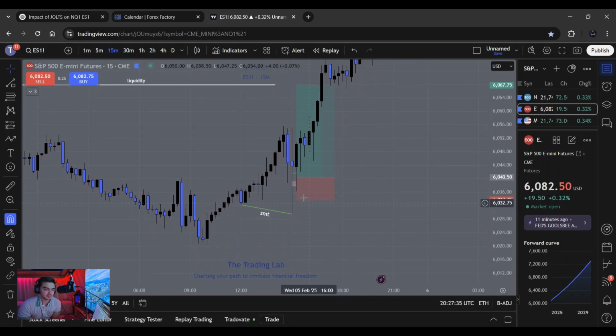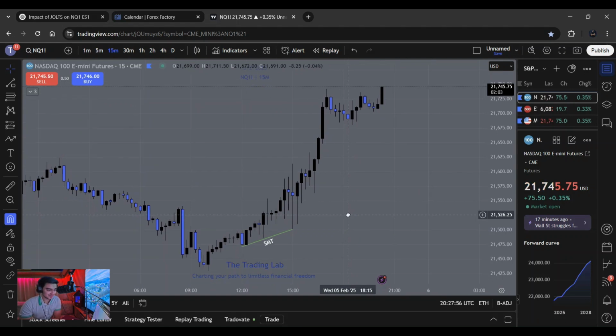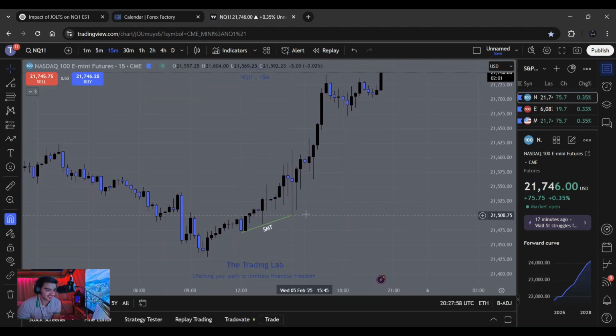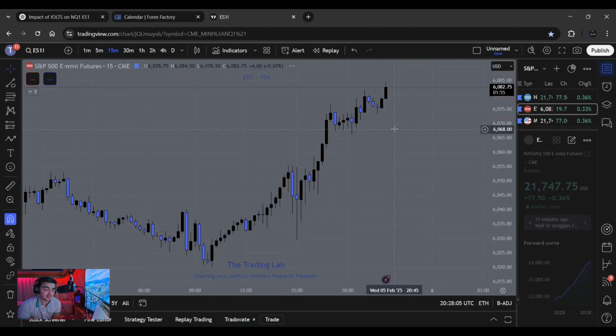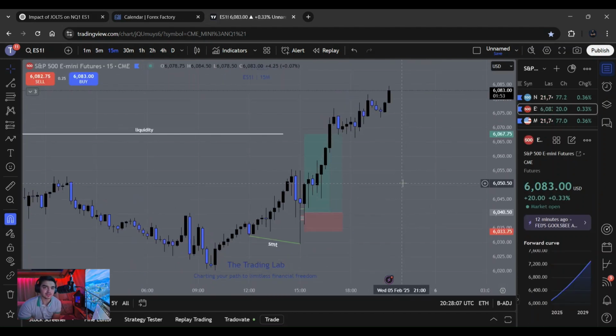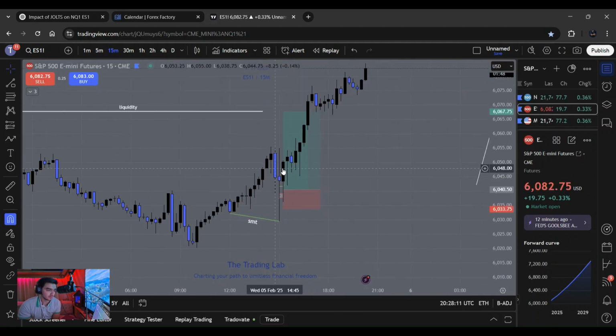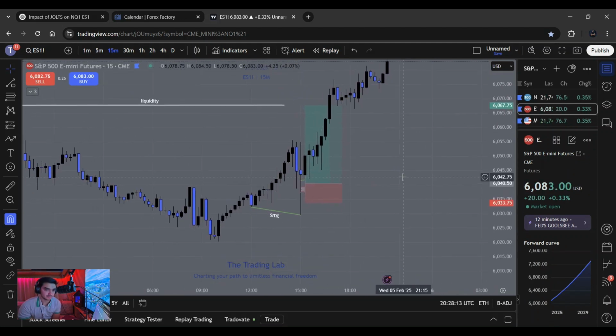What we see on the 15-minute is ES push down, grab all the liquidity at this 12 o'clock candle, and create a new low. On NQ, we didn't see that lower low being made. We saw higher highs. So what can we anticipate? We can anticipate ES is eventually going to start making higher highs again, which is exactly what it did.